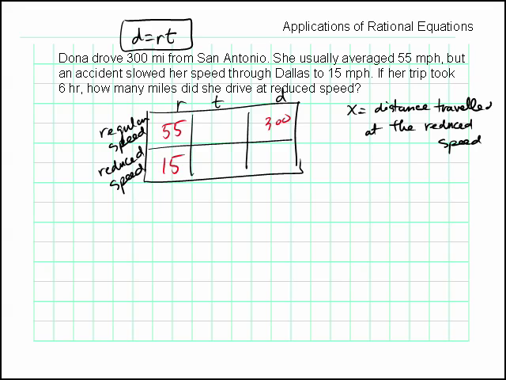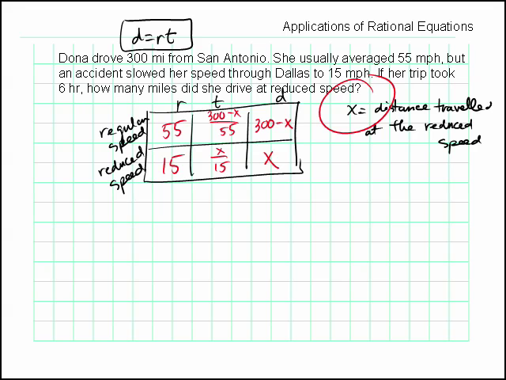So what I need to do is this. X is the distance she traveled at the reduced speed. That's what we made X. So that goes here. Now, if she travels that much at the reduced speed, then the rest of the distance, which is 300 minus X, is what she traveled at the regular speed. Now, just like in the last two problems, time is distance over rate. So this is 300 minus X over 55, and this is X over 15.